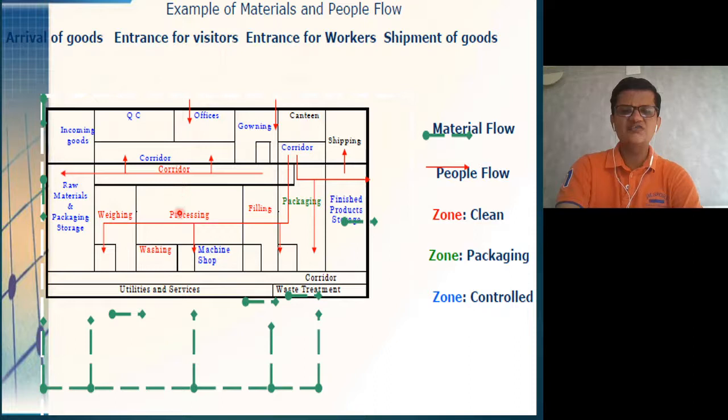So, you can clearly see that the material movement is kept on the outer side, while the process areas are kept in the middle part. You can see that again the offices, gowning areas and canteens are also kept on the outer side. So, a person entering the manufacturing area should not contaminate any of our product.